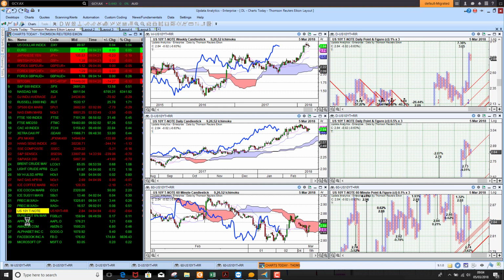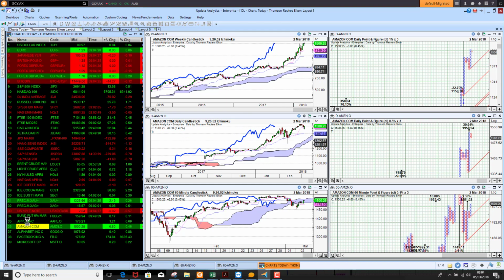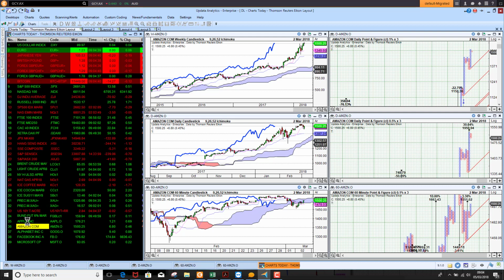Just looking at the US tech majors, Apple was up on Friday. We see here it's just struggled to break to a new high. Amazon holding that $1,500 level. Again, just struggling to hold on to a new high there, but still looking pretty bullish compared to most of the tech majors. Google not looking as good.